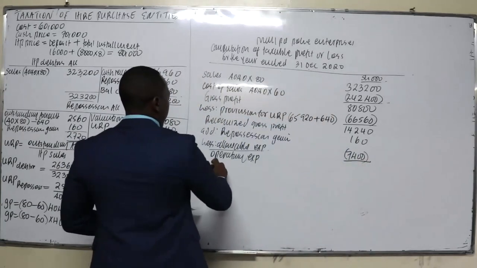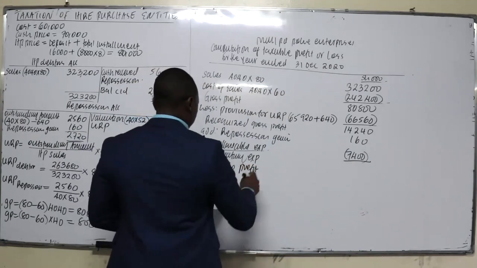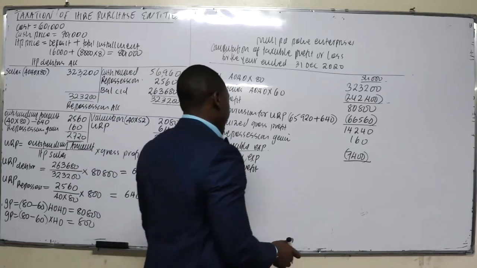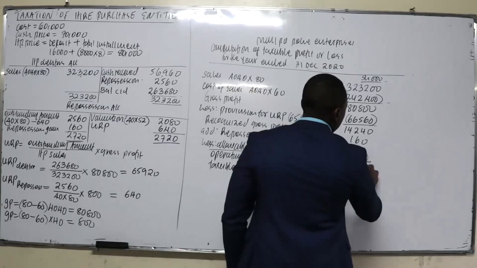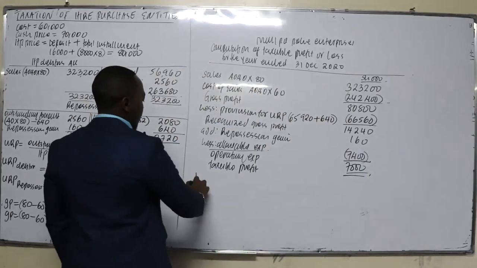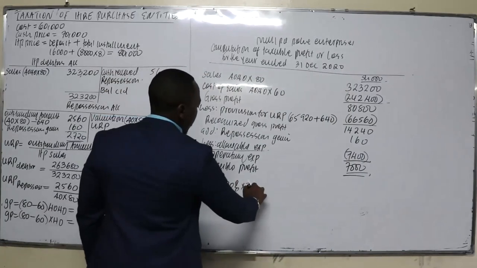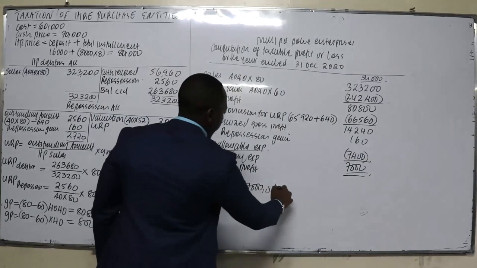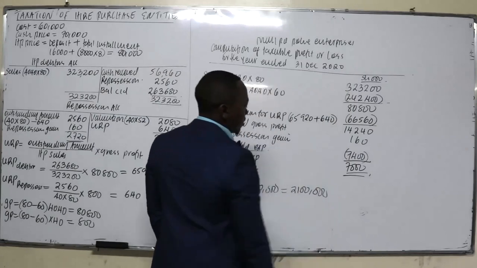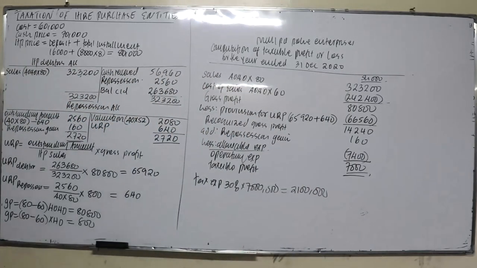So how much will be now our taxable profit? Get an amount of 7 million. So if you are to get the tax expense, just take 30% of 7 million. You'll get 2.2. You can review that one for 2 minutes. We do another illustration.